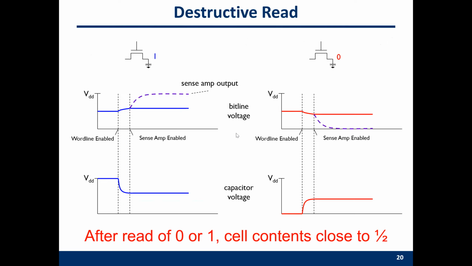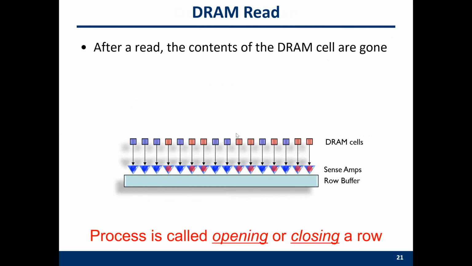So during a read, no matter whether you read a 0 or 1, the content itself will become destroyed. So the data will be destroyed. This is the so-called destructive read. So originally you have 1 and 0. And then you perform the read. After the read, the content itself will be broken.